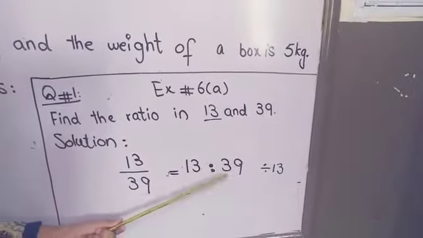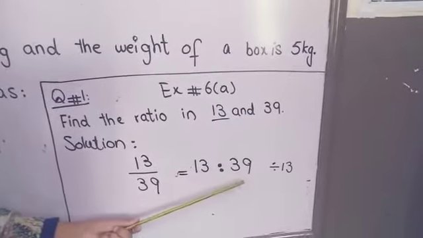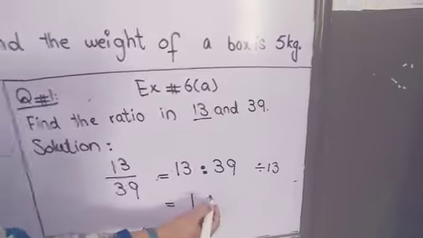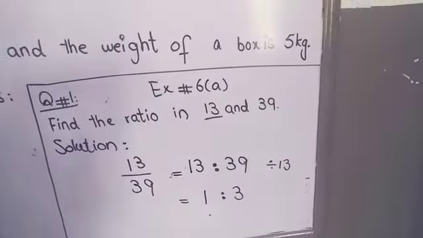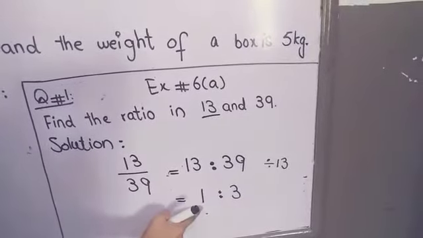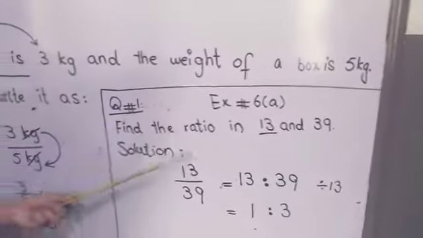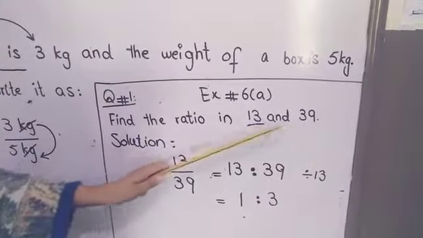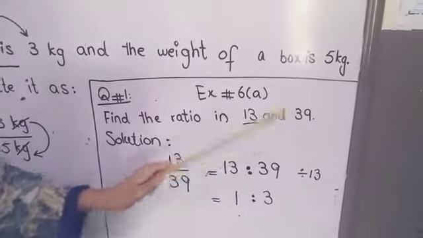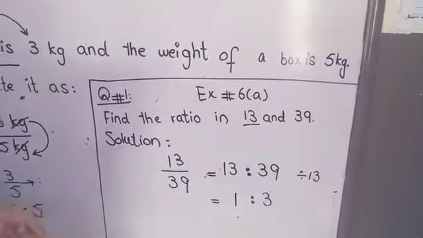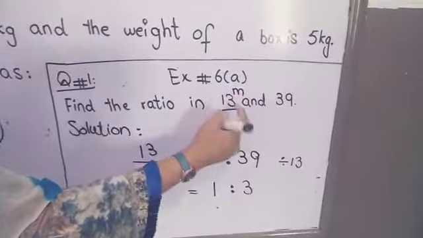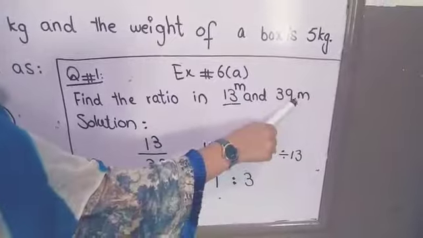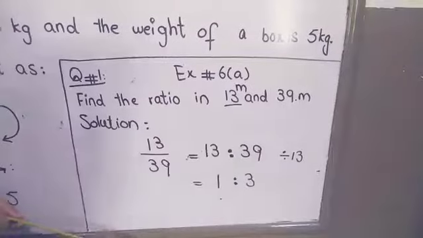If we divide 13 and 39 by 13, the answer would be 1 and 3. 13 ones are 13 and 13 threes are 39. So it is in the simplest form. So you can solve the questions by this method, but keep in mind that these numbers must be in the same unit. As there is no unit here, it can also be like 13 meter and 39 meter. Units can be changed, but they must be the same.